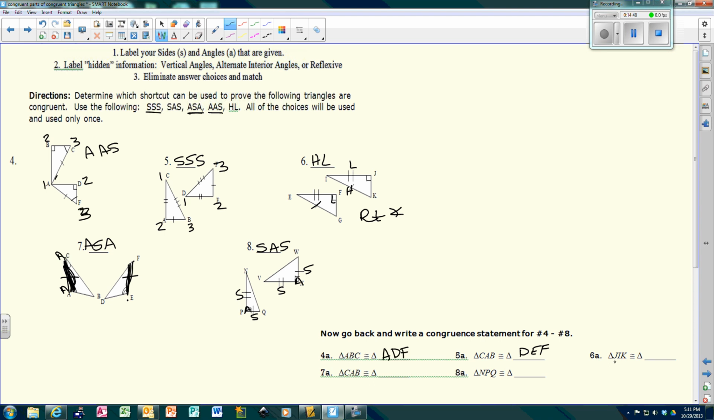Okay, now 6. They're looking at JIK. Since they labeled the J the 90-degree angle, then F is 1. To go across the 2 marks, I got to go across the 2 marks. 2, 3. So once you figure out your 1 and your 2, the 3 is easy. So if J, I, K, then I got F, E, G.